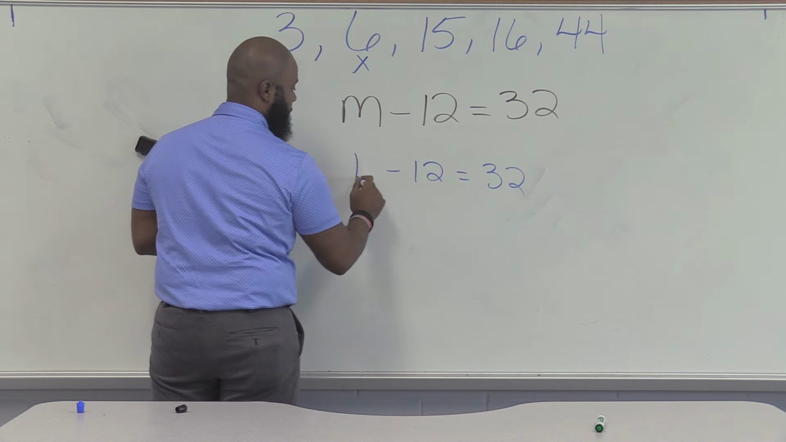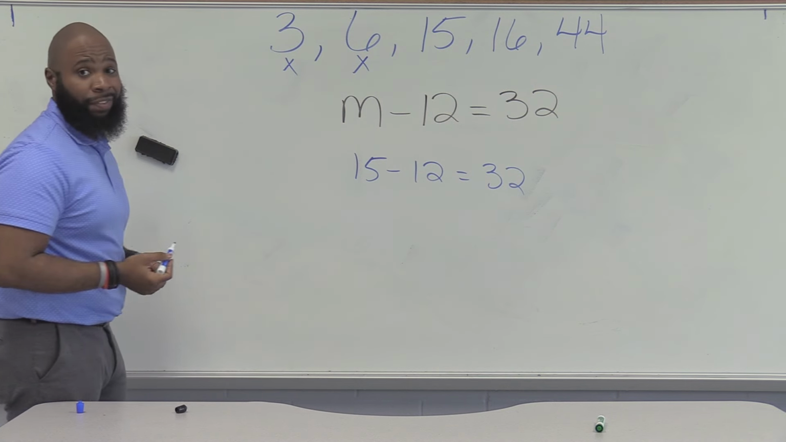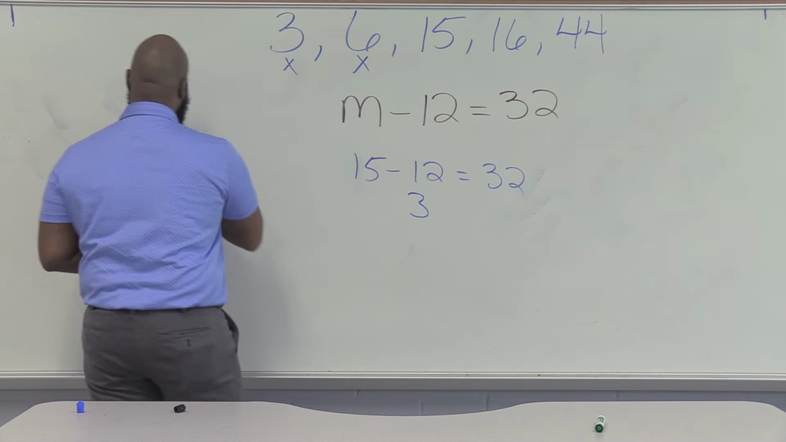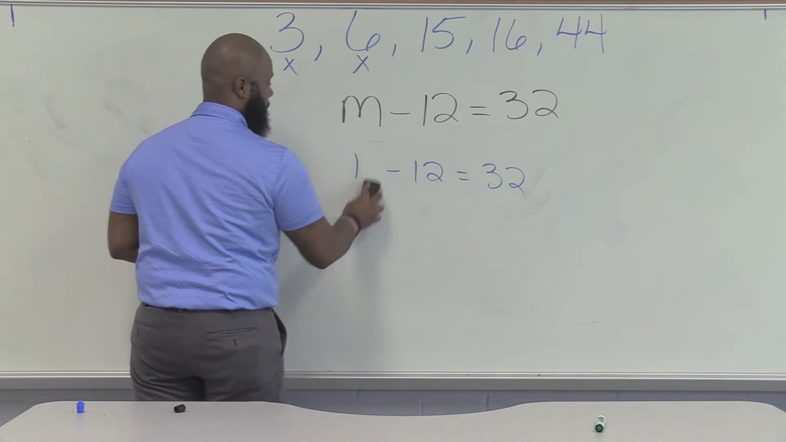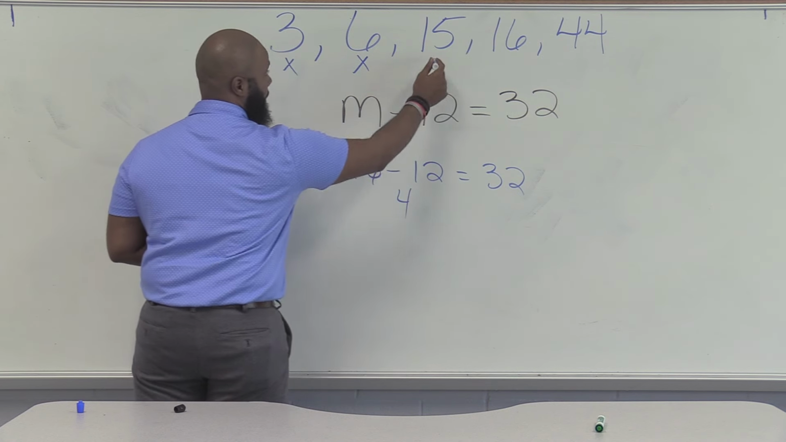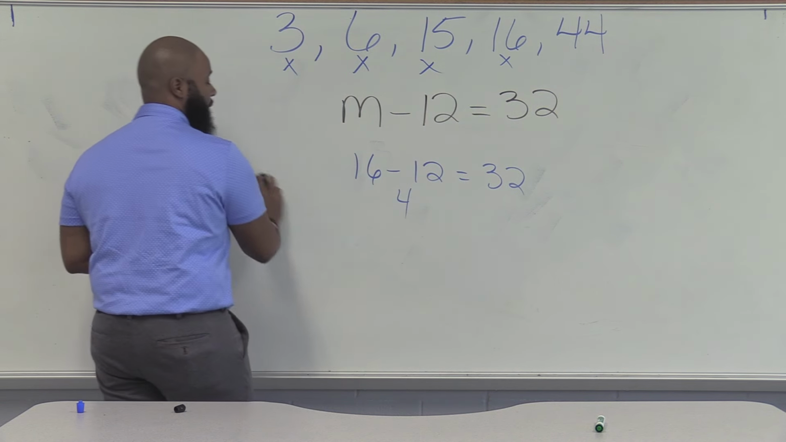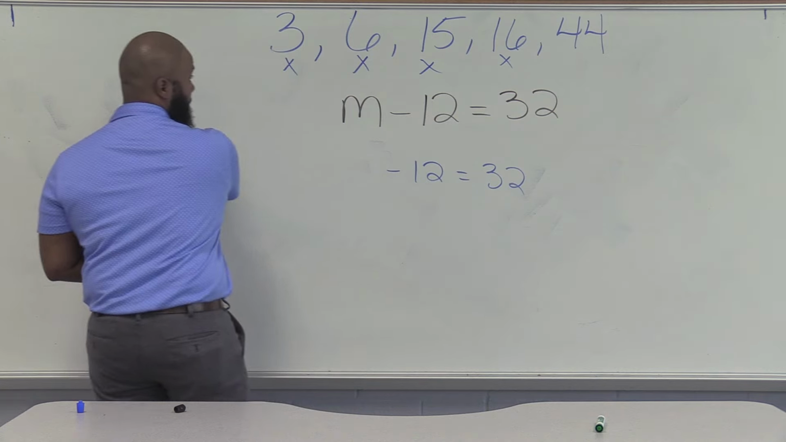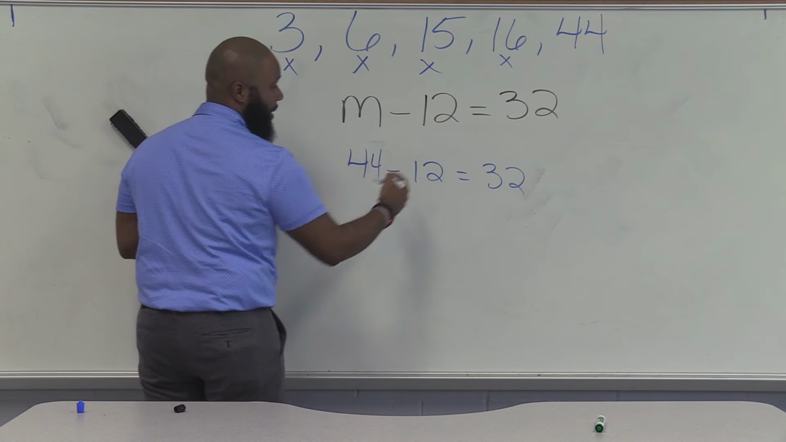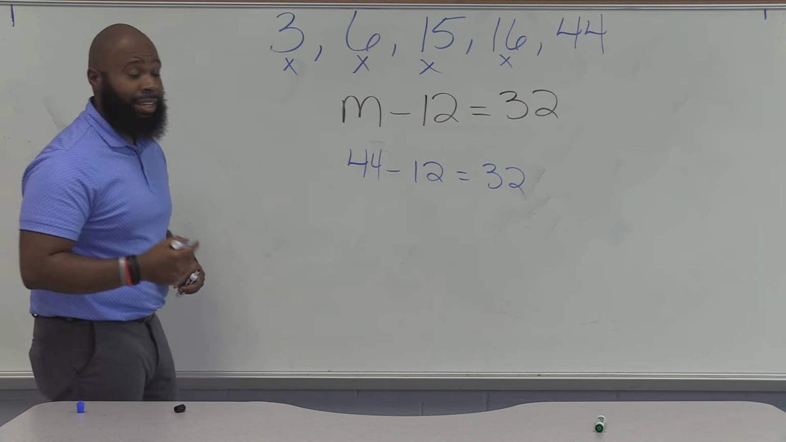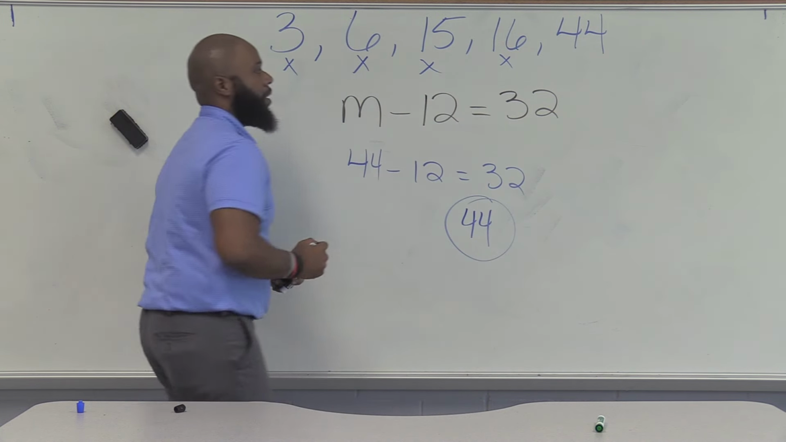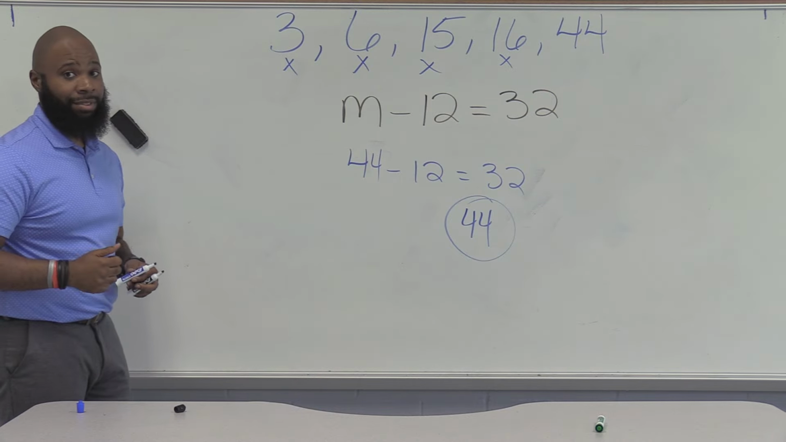Let's try 15 minus 12. Well, 15 minus 12 is going to give me what? 3. And I know 3 doesn't equal 32, so 15 is not it either. Same thing with 16. That's going to give me 4. It's not it. So the last one I have is 44 that I can substitute for. It should be my answer, but we're going to still substitute to be sure. So 44 minus 12, does that equal 32? It does. So 44 is the solution. Good job. Let's try another one.